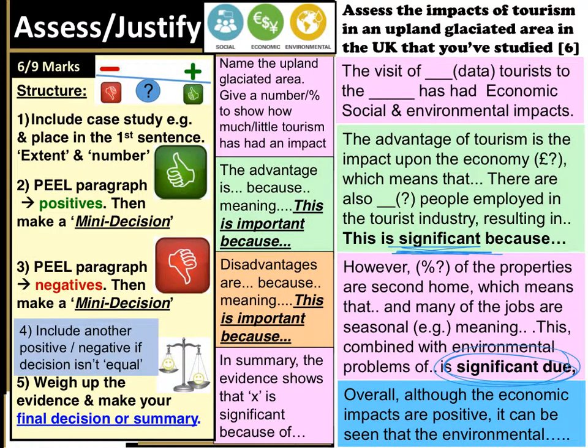Finally, you're then going to come up to your summing up or your final decision, and that is, overall, although the economic impacts are positive, it can be seen that the environmental impacts or the social impacts, so you're just going to drop in there whatever you think, whatever fits with your argument, and you're going to talk about the social, economic, and say upland glaciated area in the UK, and talk about impacts, and name the area, so the Lake District, if that's the one that you have studied.